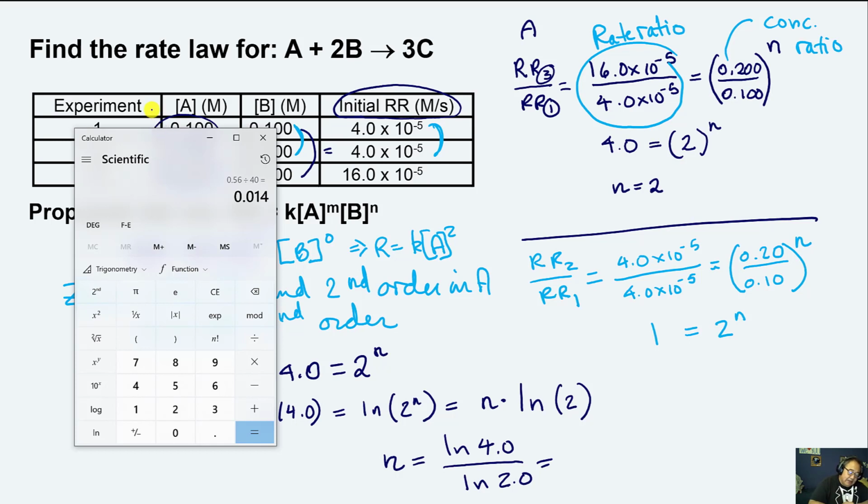So we're going to take the natural log of 4, which is on this calculator down here on the left, divided by the natural log of 2, and I have to put the 2 and then the natural log, and then I'll hit equals, and that's equal to 2. Okay? So this is 2.